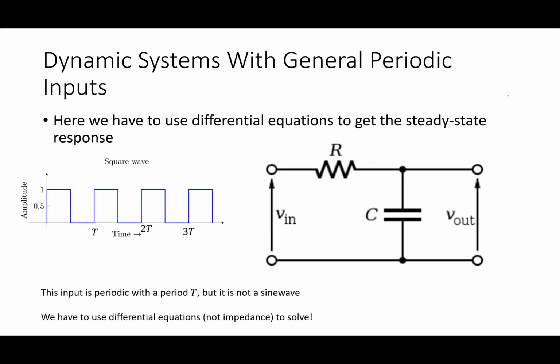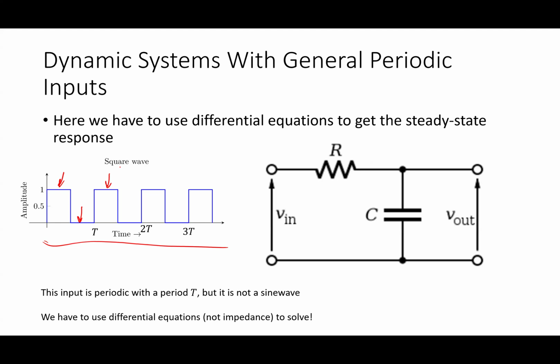What happens if I give you this? Let's say I put this waveform in, it's periodic. Can I use impedance analysis with this? I cannot, because this is not a sine wave. With this, technically, I have to do differential equations. It's like I apply a constant, then I apply a constant that's 0, and then the same constant again. I have to do differential equations over and over again to figure out what's going to happen.